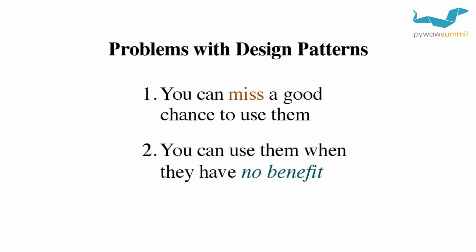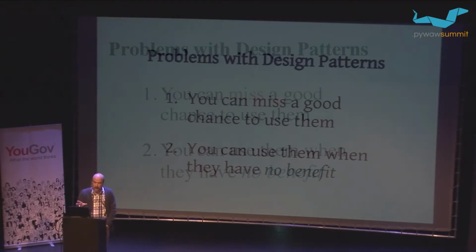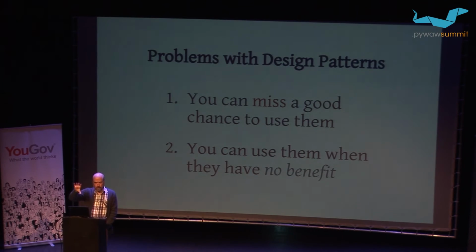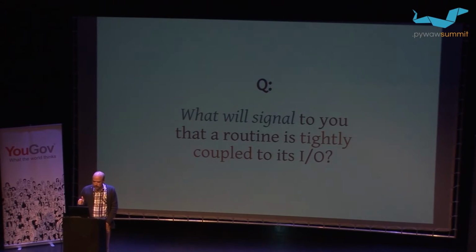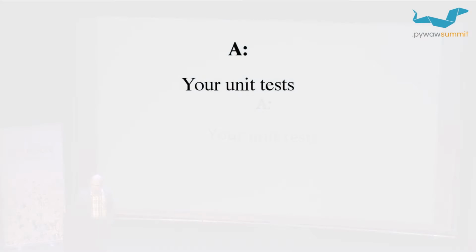One of the problems with design patterns, if people just teach you, oh, when you see this pattern, change it this way, is you can miss a good chance to use them because you don't notice the pattern. Or I think they can sometimes inspire you to use a design pattern where it might not have a benefit, but you do see the pattern that you know you're supposed to replace. But if you just do that automatically, you're not necessarily being driven by real need. What will signal you that a routine is tightly coupled to its I/O and might need rescue? My answer is that your unit tests can do this.